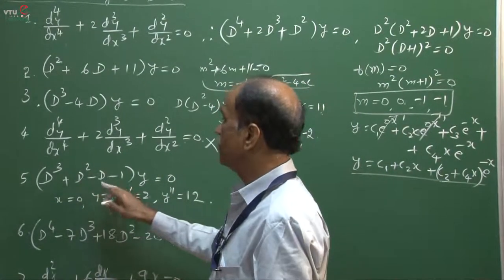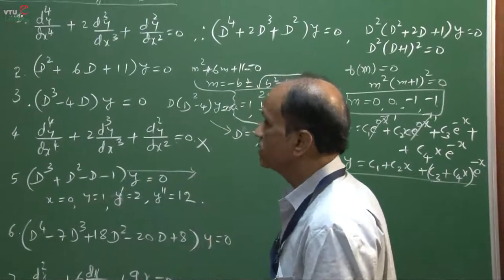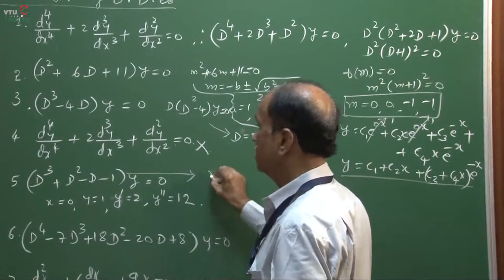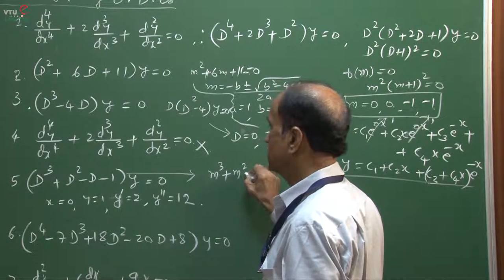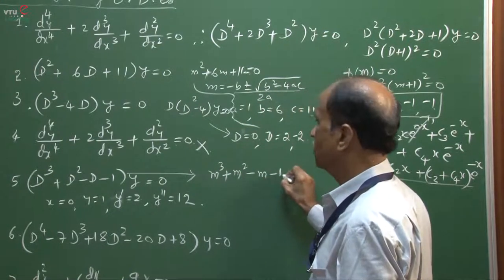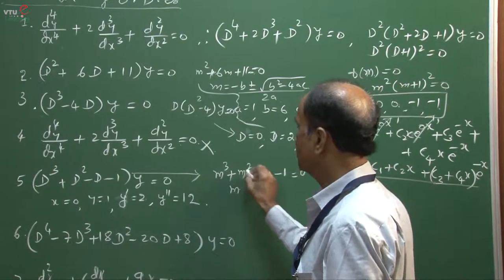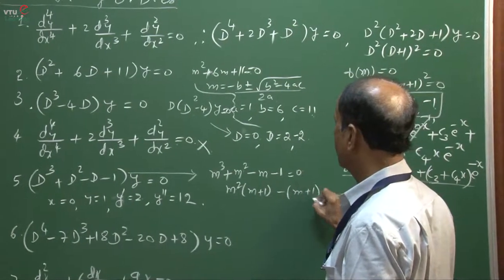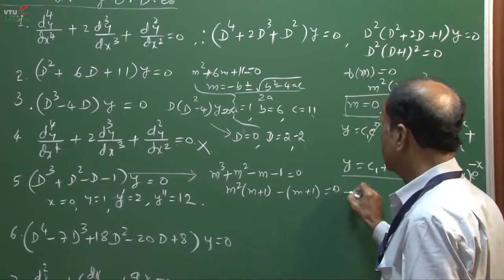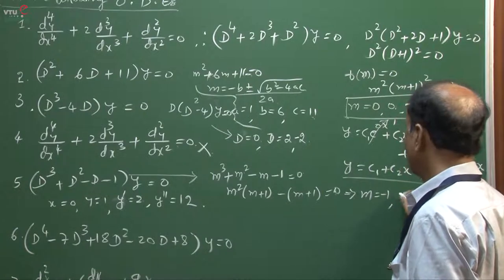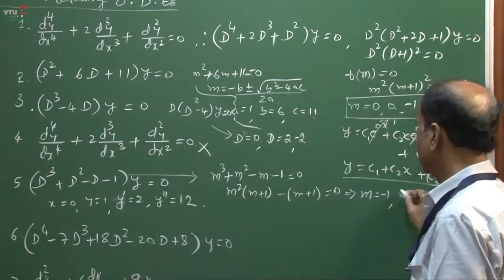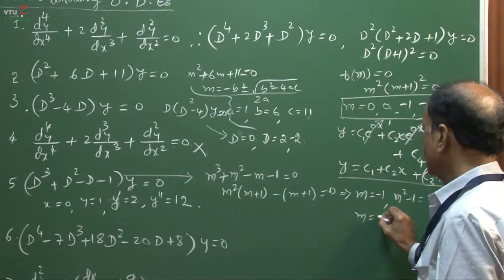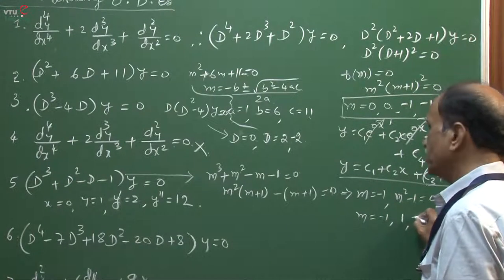And d cube plus d square minus d plus 1. This has to be rearranged in the form of the auxiliary equation. How you can write? m cube plus m square minus m minus 1 equal to 0. Therefore, from the first two terms you can take m square common, that is m plus 1, and minus of m plus 1 equal to 0. Therefore this implies m is equal to minus 1 and m square minus 1 equal to 0. Therefore m is equal to minus 1, 1, minus 1.